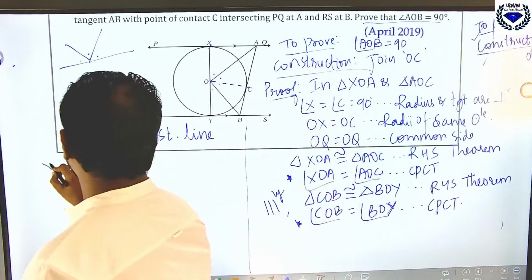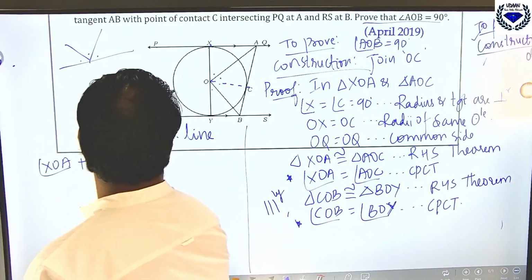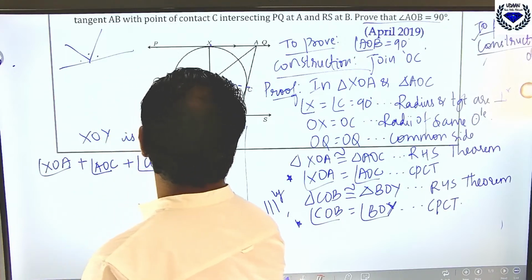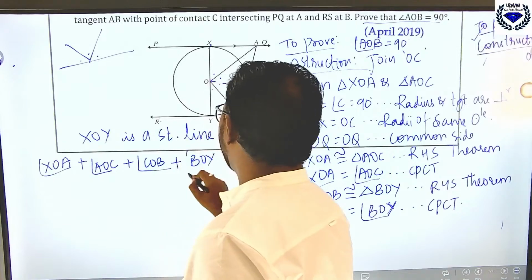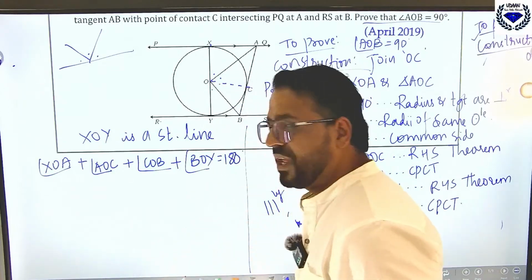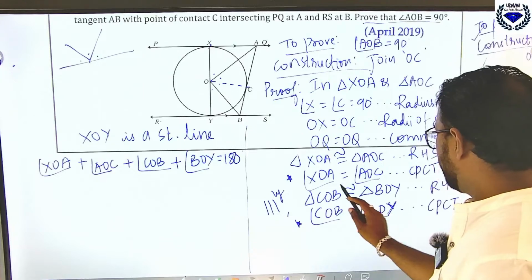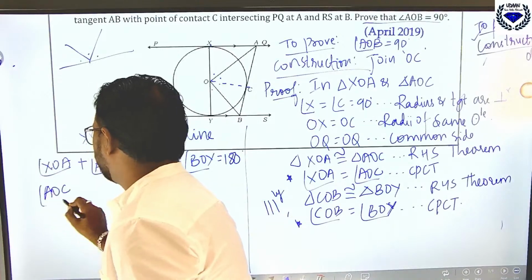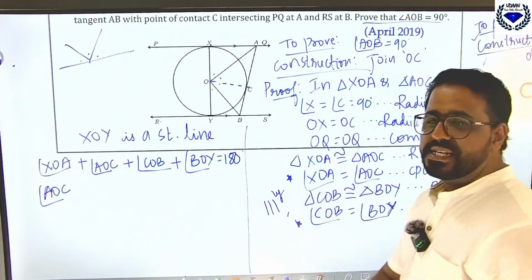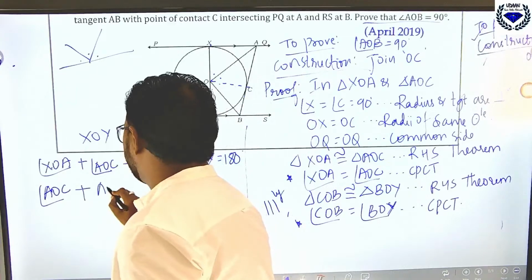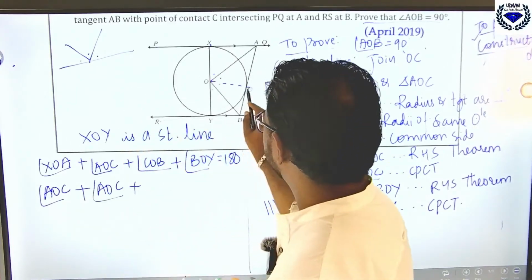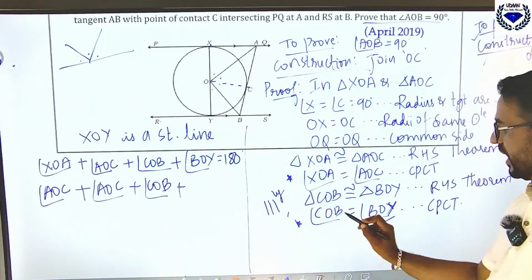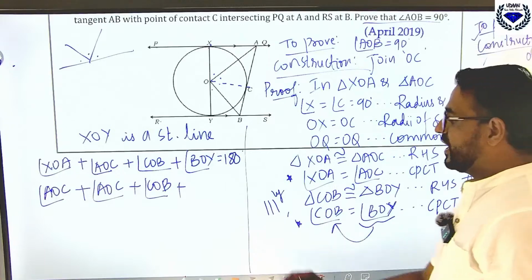So I can write angle XOA plus angle AOC plus angle COB plus angle BOY is equal to 180 degrees. Now what can you write? See here, XOA equal to, can I write AOC? Definitely. XOA is AOC. That is condition one. Already I have put a star here. Then AOC write as it is. Similarly COB write as it is. BOY, how can you write BOY? You can write COB. That is the second condition.